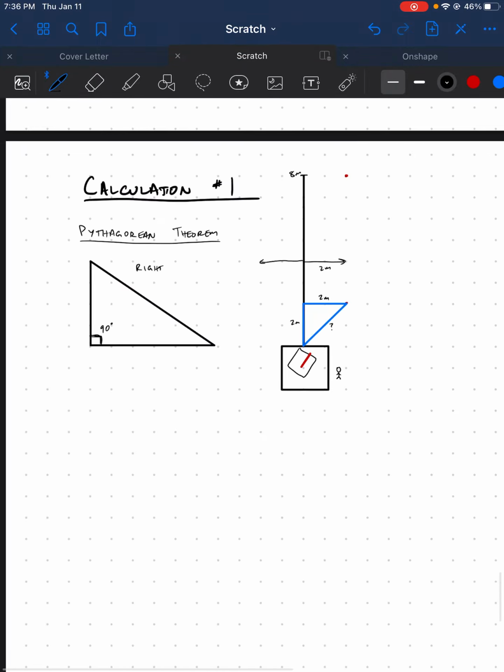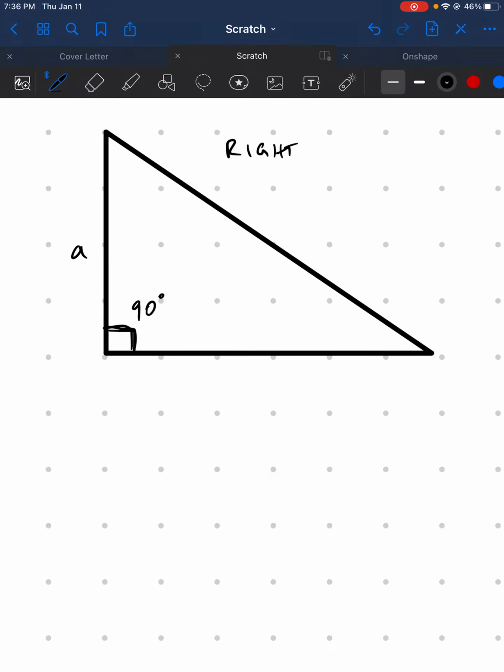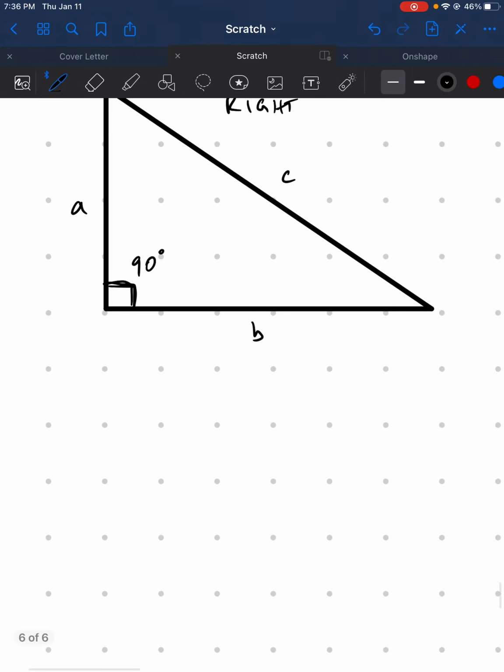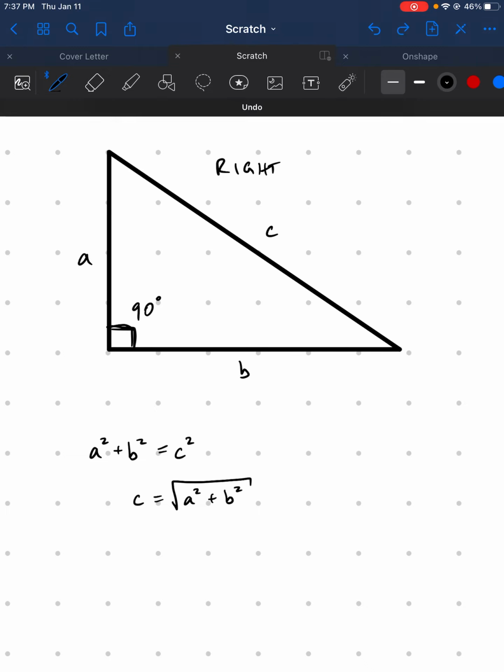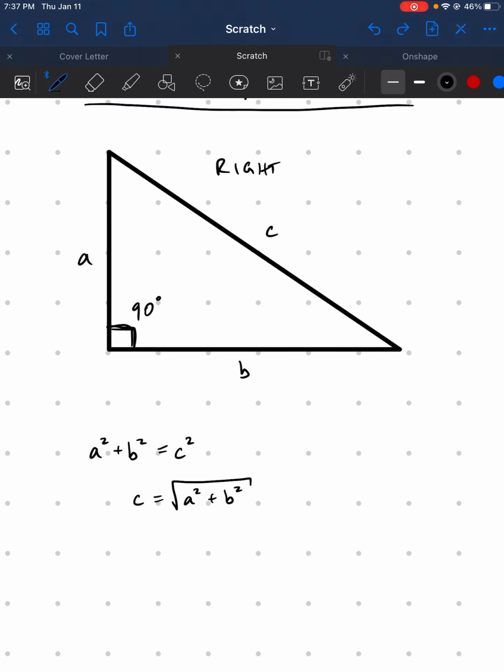So Pythagorean theorem states, if we call this leg A, we call this leg B, we call this leg C, A squared plus B squared equals C squared. Or another way to write it, C equals the square root of A squared plus B squared. Very powerful, works with any right triangle, but that's very important.